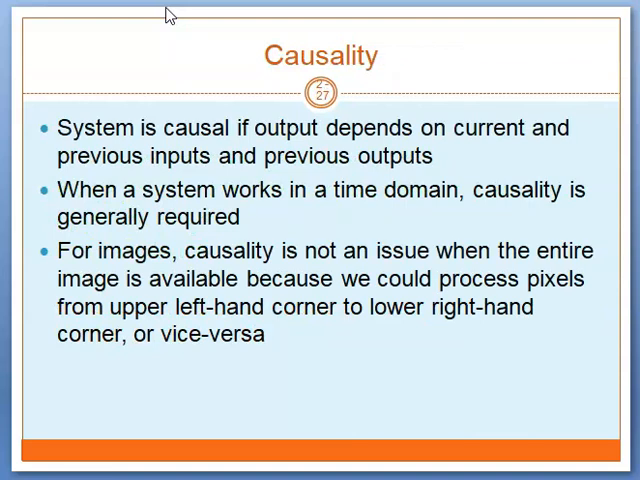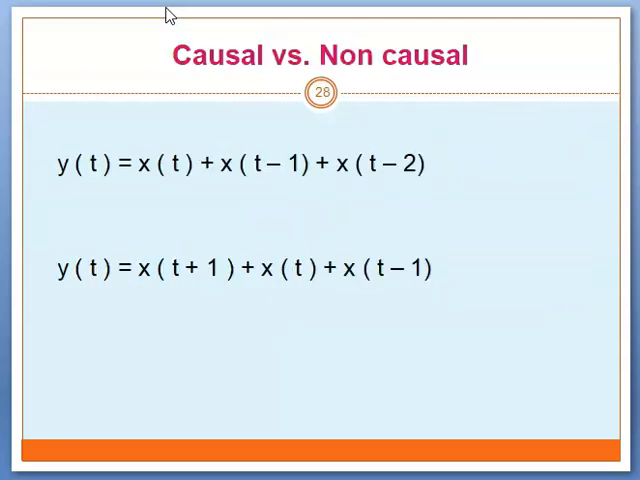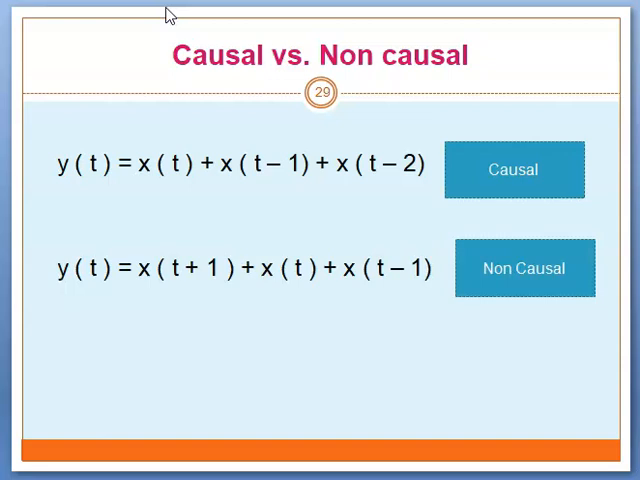So a system is causal if the output depends on current and previous inputs or previous output. When a system works in the time domain, causality is generally required. So we have two equations here, the first equation and the second one. Can you guess which one is causal and which one is non-causal? So the first equation is a causal system, while the second one is a non-causal system.